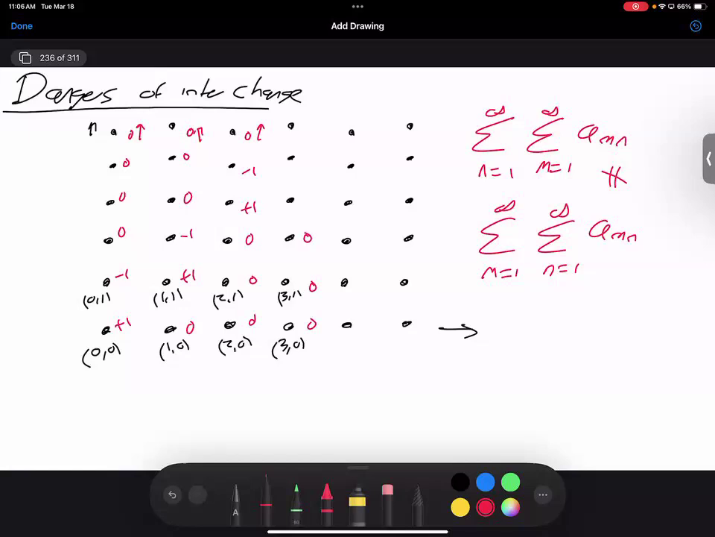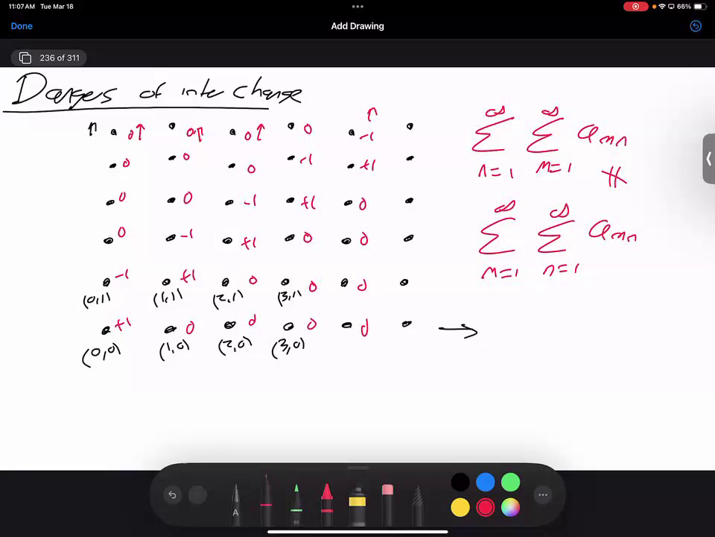Wait a minute. I think I put them in the wrong spot here. Sorry. +1, -1, 0 for all eternity. +1, -1, 0 for all eternity. 0, 0, 0, 0, +1, -1, etc.